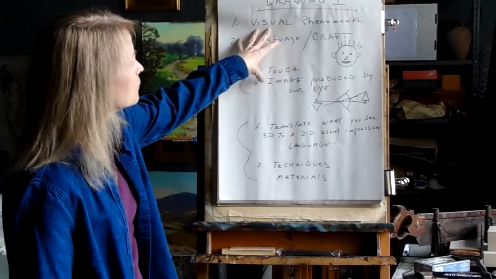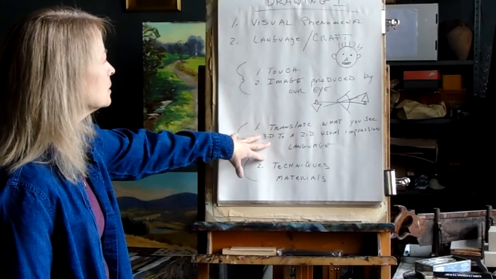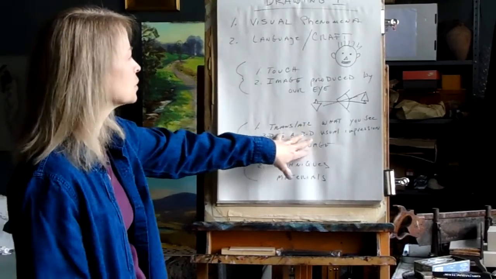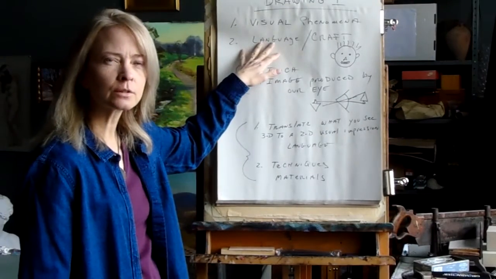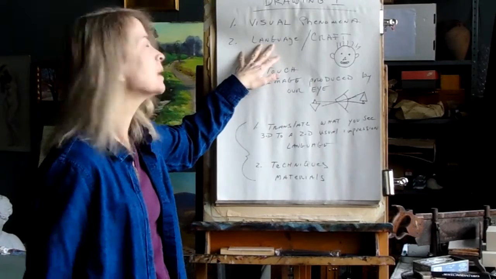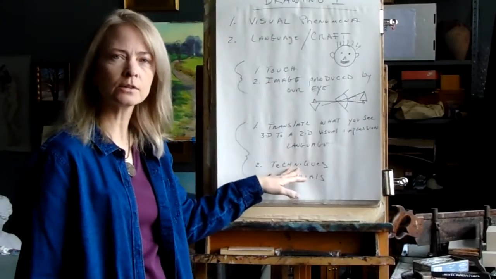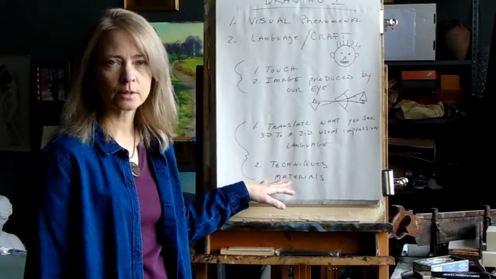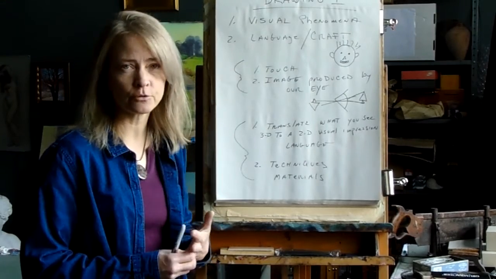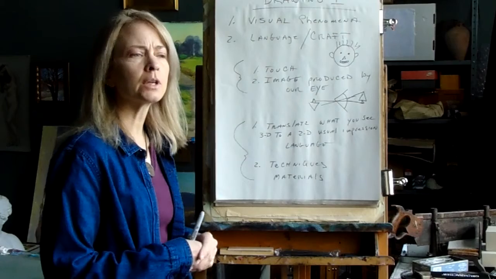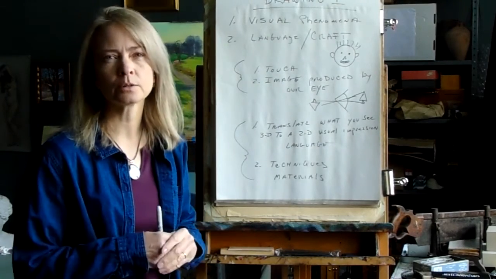So again, visual phenomena, we're going to translate what we see, three-dimensional reality, to a two-dimensional visual impression, and we're going to use our language, which is the craft of art making, and we're also going to explore techniques and materials. Now, we're going to try some materials that you're not familiar with and some that you are familiar with, okay? If we were working in the classroom, we would also experiment with some more unusual materials as well.